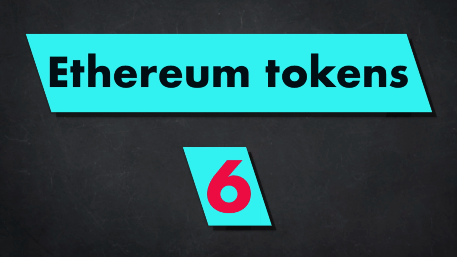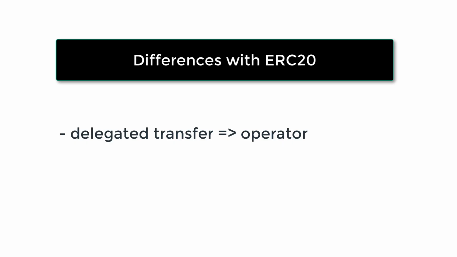In this video, I'm going to show you the ERC777 standard, which is an improved version of ERC20. So there are three main differences with ERC20. The first one is the delegated transfer system.